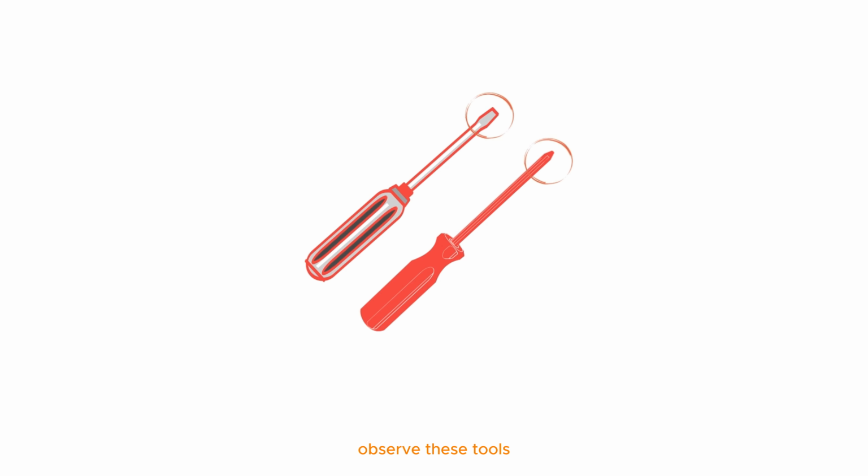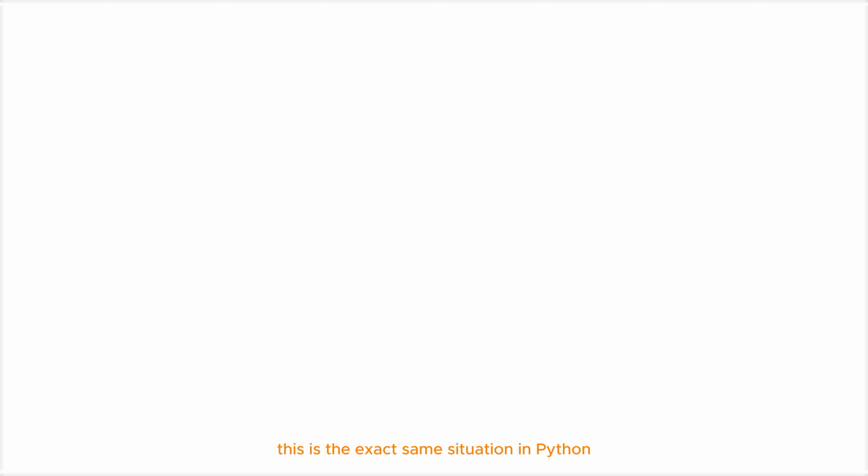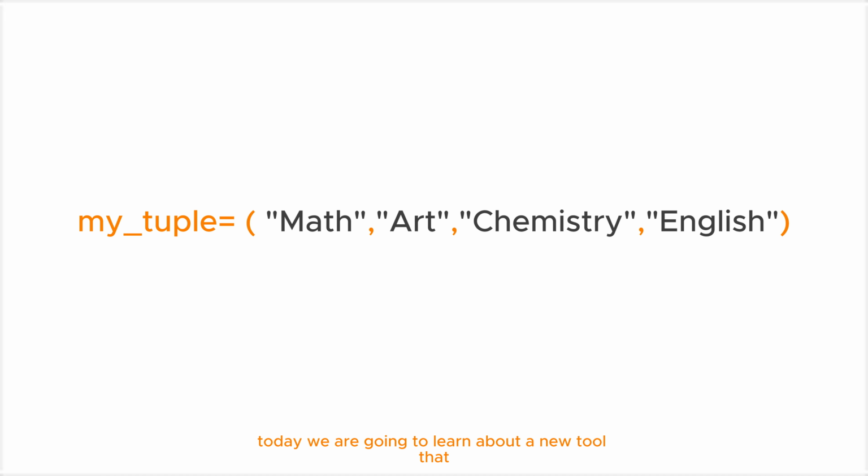Observe these tools. Sometimes two tools in a toolbox can look very similar in shape, but their jobs are completely different. This is the exact same situation in Python. Today, we are going to learn about a new tool that, on the surface, looks almost 90% identical to a list, but it was created for a completely different and specific purpose. Let's find out why Python needs this similar looking tool.